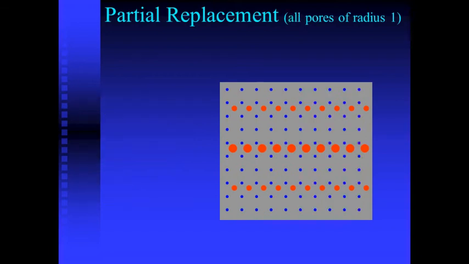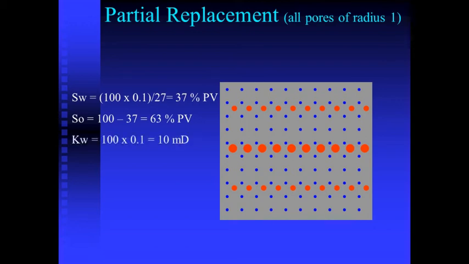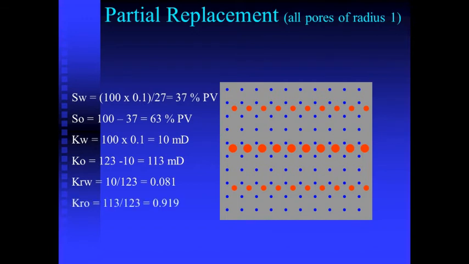If the smaller diameter pores continue to be filled with water, there comes a time when they are all completely flooded. At that time, the water saturation is 37% and the oil saturation is 63%. Water permeability is 100 times greater than that one individual pore. This is 10 millidarcies. And the remaining 113 millidarcies are left to conduct oil. At that time, the Rel Perm to water is 0.081.